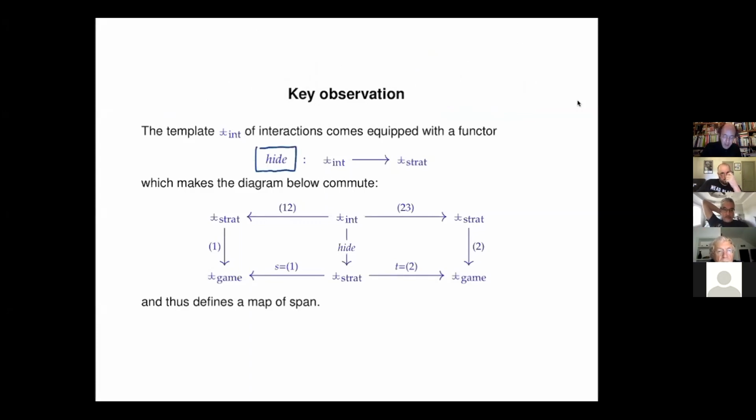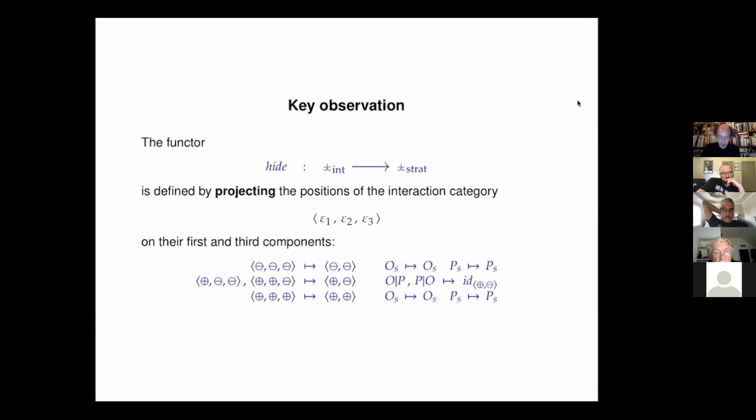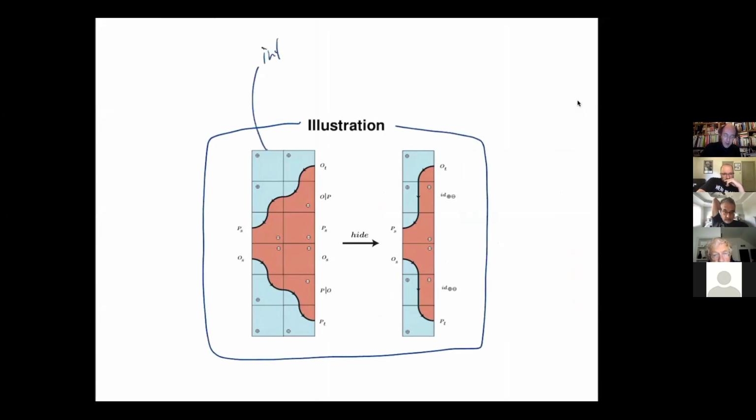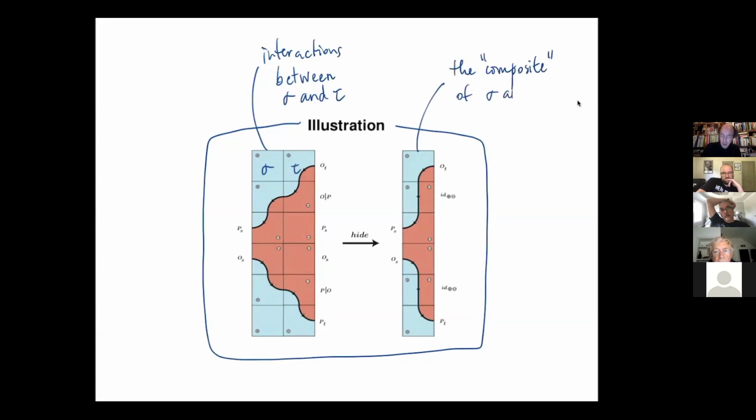So we have hide here, which is a functor from the template of interactions to the template of strategies. And what it does is, okay, this is the formal description here. But really the idea is that it hides the internal state here. And so pictorially, which is the way I prefer, what you have here are the interactions between, remember, sigma and tau, two strategies. So this is sigma and this is tau. And here is the composite, if you like. So, I mean, that's the intuition, the composite of sigma and tau. And I will justify what I'm saying now, okay?